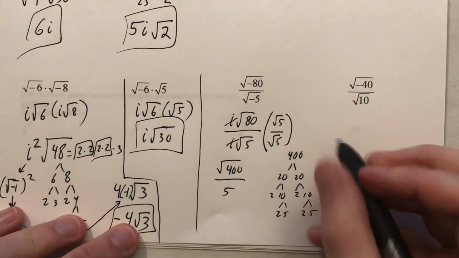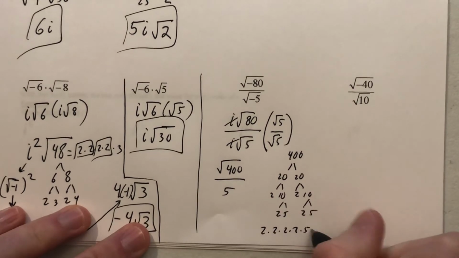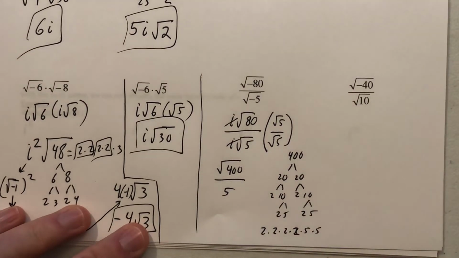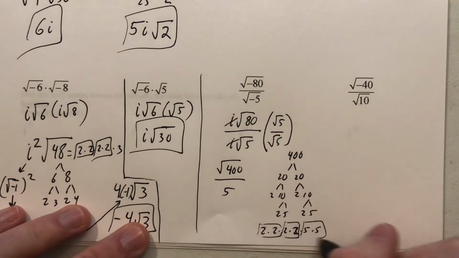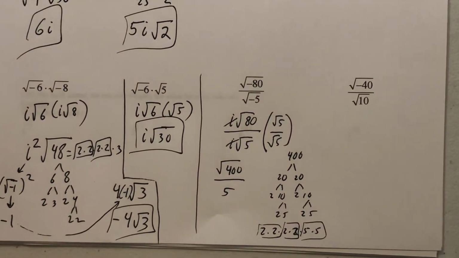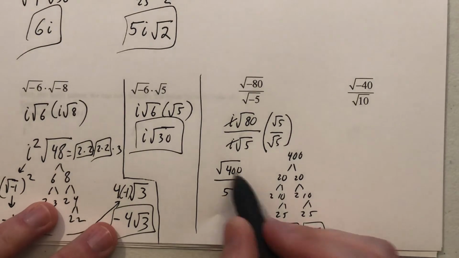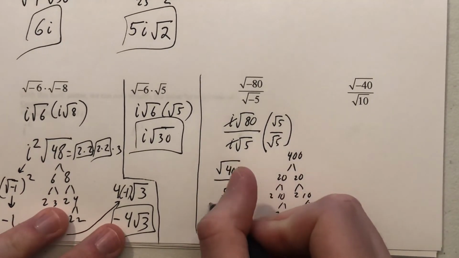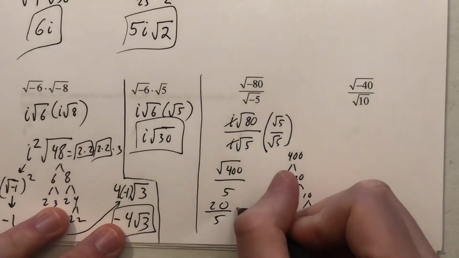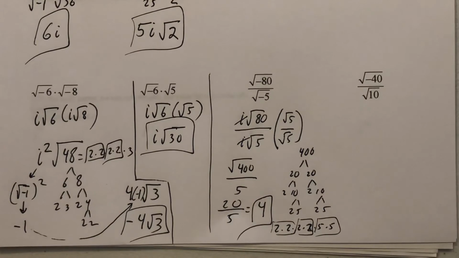So it looks like 400 breaks down to 2, 2, 2, 2, 5, 5. So 2, 2, and 5. Looks like everything comes out perfectly. So a 2, and a 5. So 2 times 2 is 4, times 5 is 20. We could have noticed it right there. The square root of 400 is 20. So that turns into a 20 over 5, which reduces nicely down to just a 4.